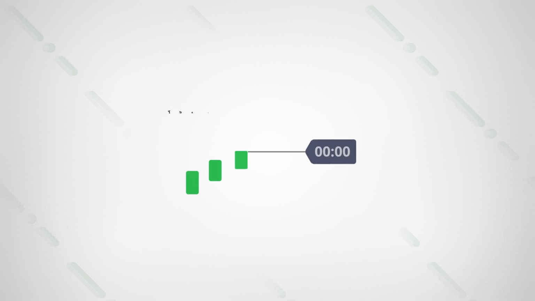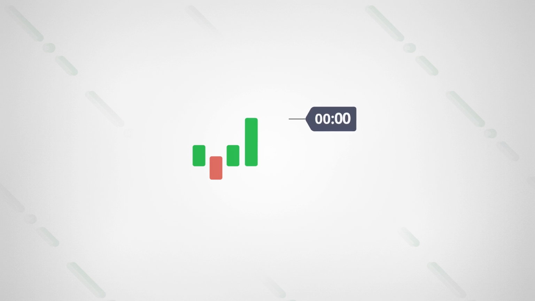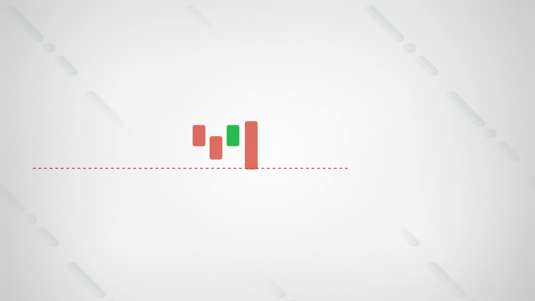Candlesticks of the same color most often follow one another, or as traders say, they form a trend. All you need, therefore, is to open a trade in the direction of the trend just when a new candlestick forms. That is, if a candlestick just closed green, you should open an up trade. If the candlestick closed red, your prediction is down.